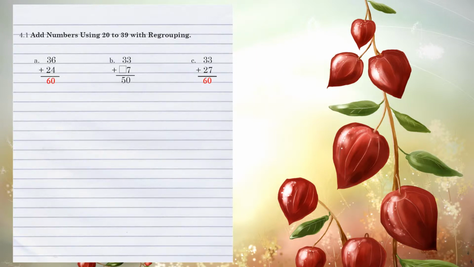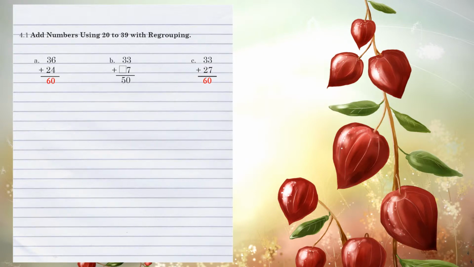Let's look at example B. We want to fill in our missing number. Just go ahead and work through your process and the number will come. So let's start adding in our ones column. 7 plus 3 is 10. That's where the 0 came from, but we're carrying the 1.